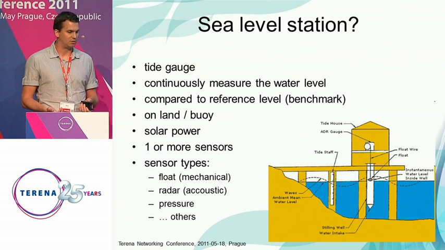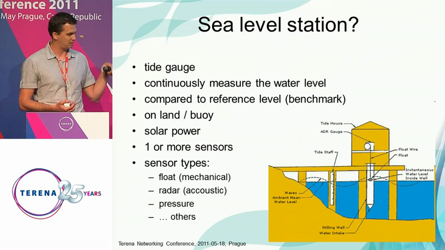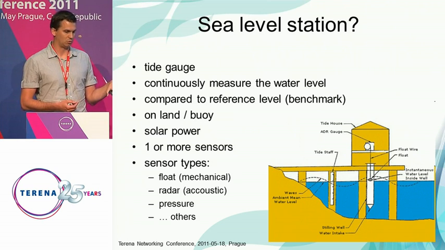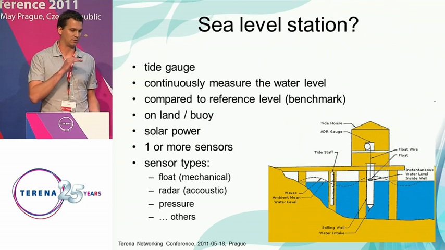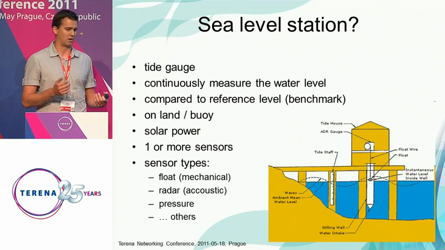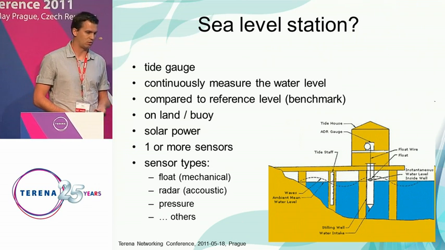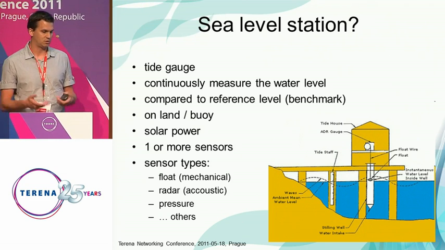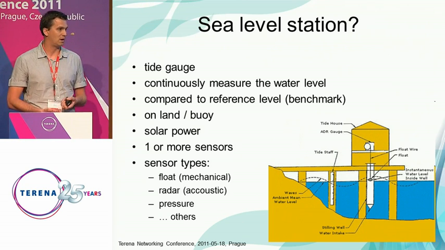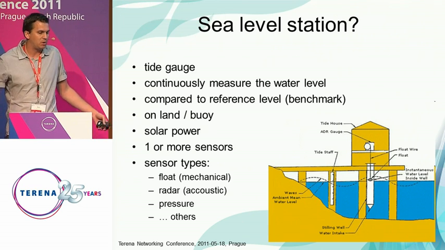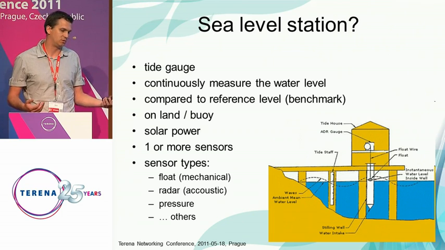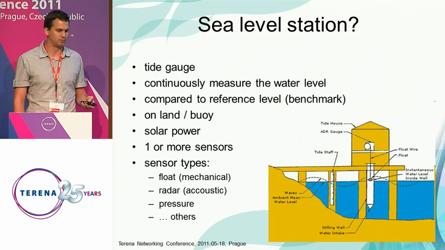Then we have a radar sensor, which is acoustic. The principle is also easy. It sends a beam down to the water level. The beam gets back to the sensor, and it measures the time. And by doing that, you can measure the water height. There's also a pressure sensor, which is just using normal air pressure. And there are also maybe four or five other types, but they are not commonly used.